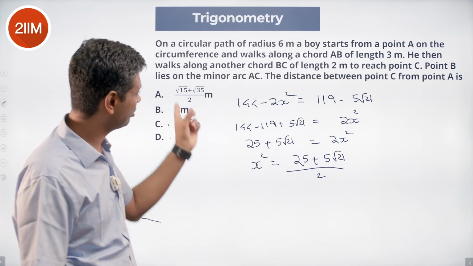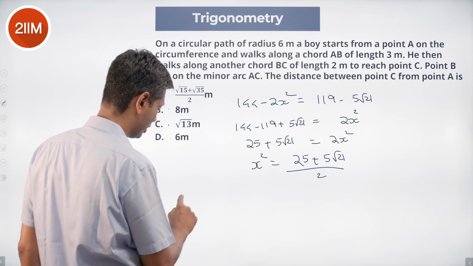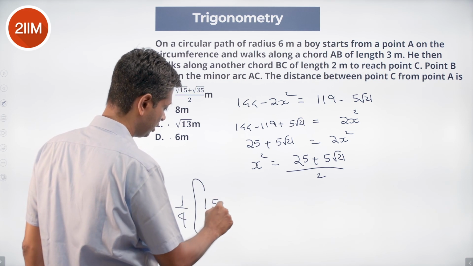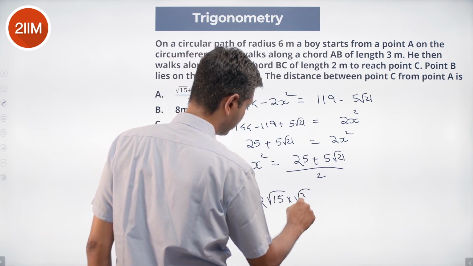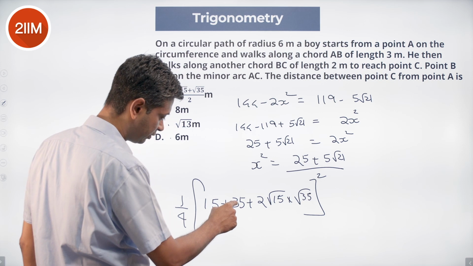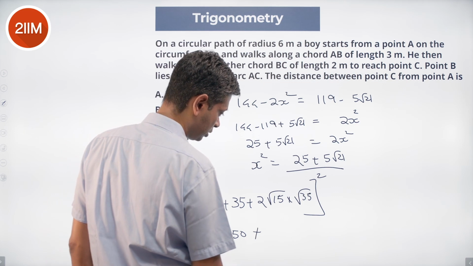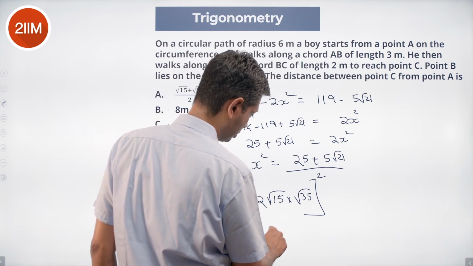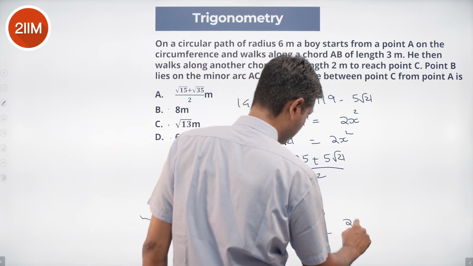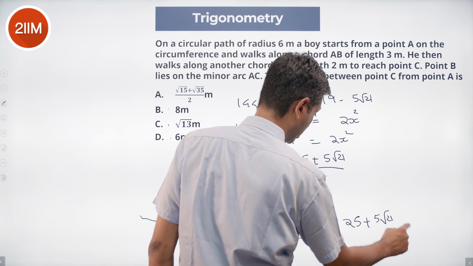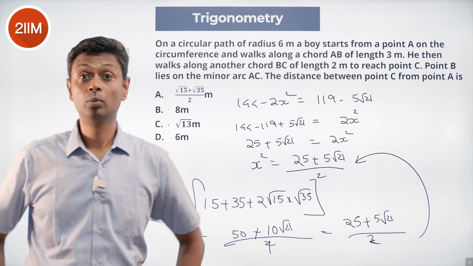So what I'm going to do, I'm going to square root 15 plus root 35 by 2 the whole square. So root 15 plus root 35 by 2 whole square, that is 1 by 4 times 15 plus 35 plus 2 root 15 into root 35. 15 plus 35 is 50, plus 2 into 5 into 5, 10 root 21 by 4, which is 25 plus 5 root 21 by 2, which is this. Proper pain in the neck.